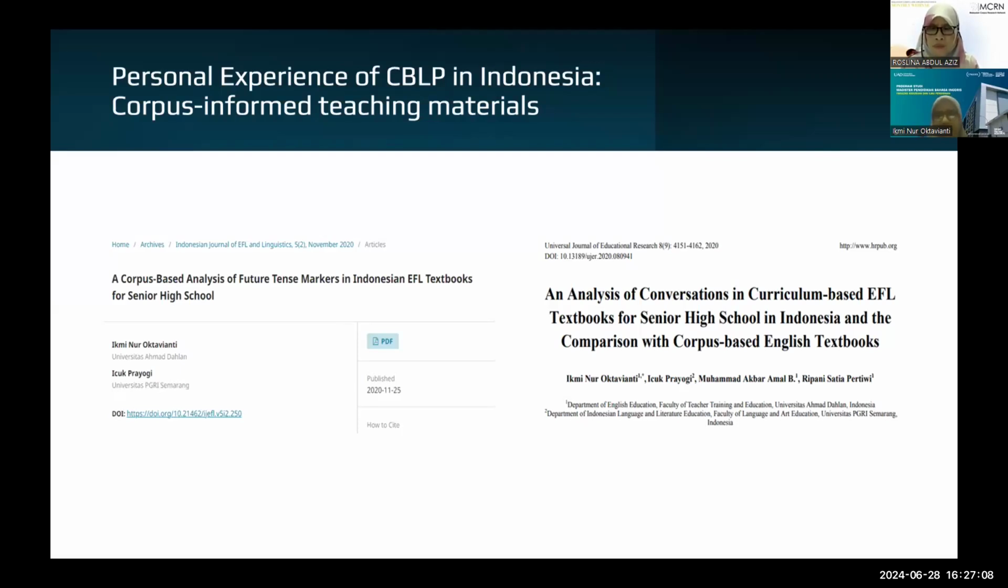So I tried to compare the future tense markers presented in Indonesian EFL textbooks with those in native corpora, BNC and COCA, and it turned out there were some discrepancies, or mismatches, in the future tense markers used between the textbooks and the corpora. And this is interesting because what we present in the textbook should be as authentic as possible, relevant to the actual use of English, but the results show otherwise.